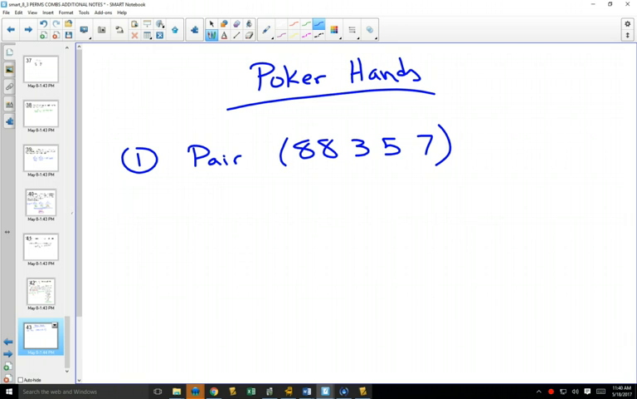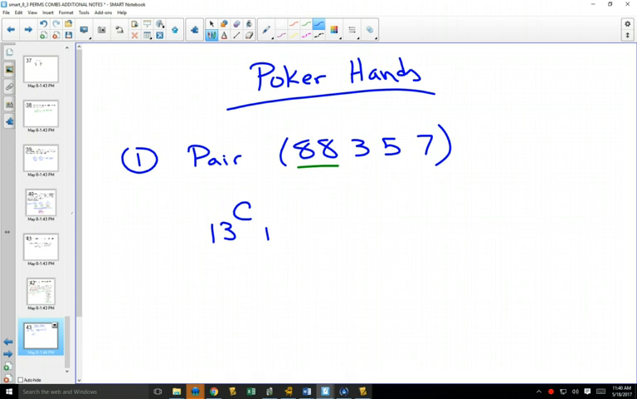So what happens here to get a pair of eights? I have 13 different kinds of cards in the deck, right? Ace, 2, 3, 4, 5, 6, 7, 8, 9, 10. I need to choose one of those 13 to be my pair. To have a pair, it could be a pair of eights, it could be a pair of fives, it could be a pair of kings, it could be a pair of aces. There's 13 different numbers to choose which one I'm going to have my pair.